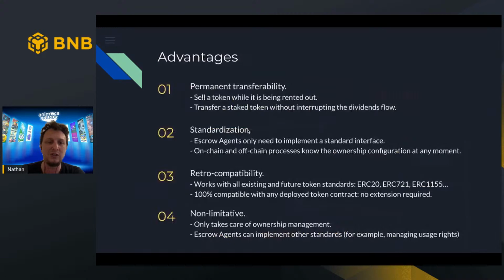So the advantages are permanent transferability. You can sell a token while it is being rented out, for example. You can transfer a staked token without interrupting the dividends flow, as we just saw in the flow example. It is standardized. Escrow agents just need to implement a standard interface. And on-chain and off-chain processes know the ownership configuration at any moment. So basically it safeguards against the problem with the airdrop that I mentioned earlier.